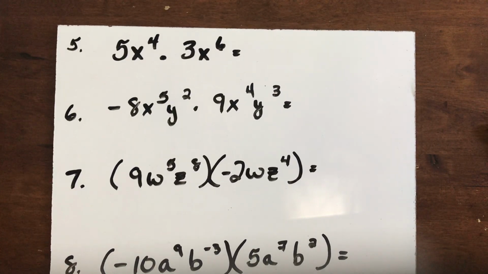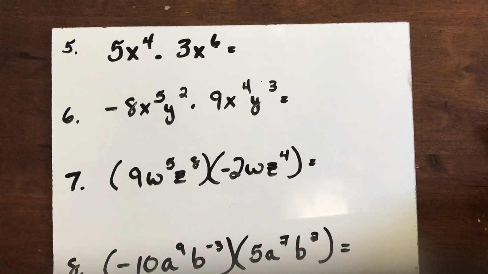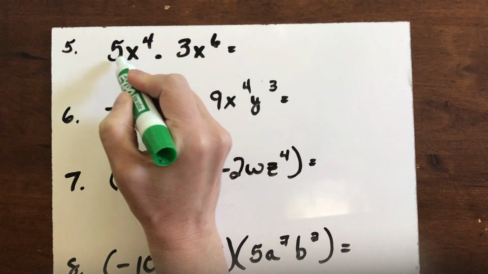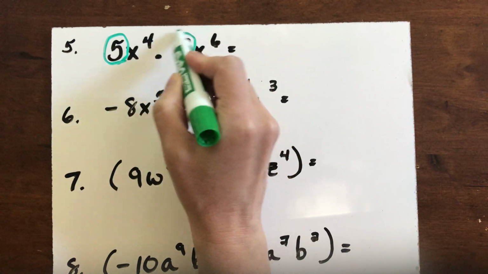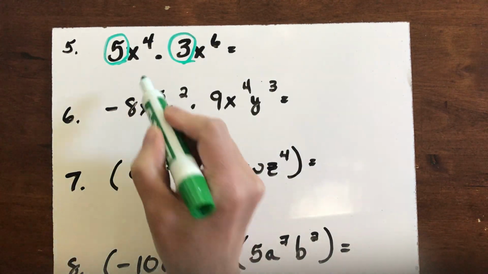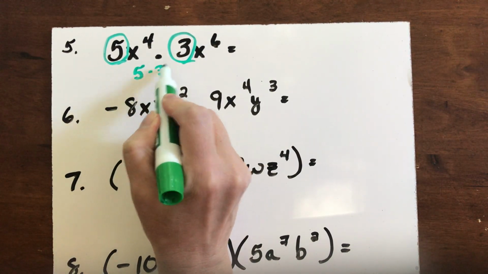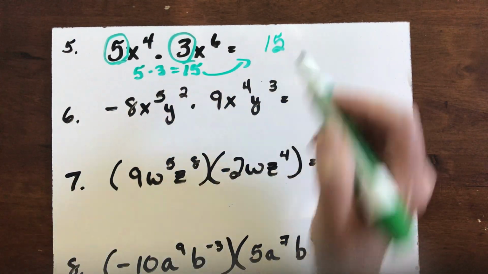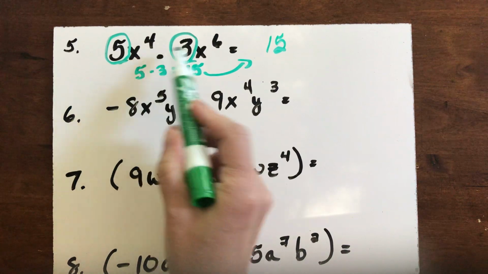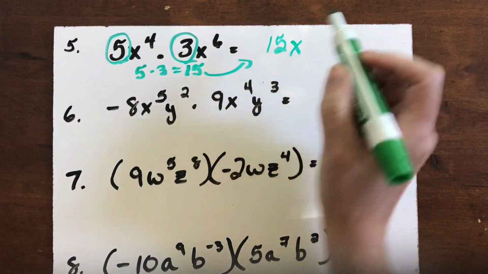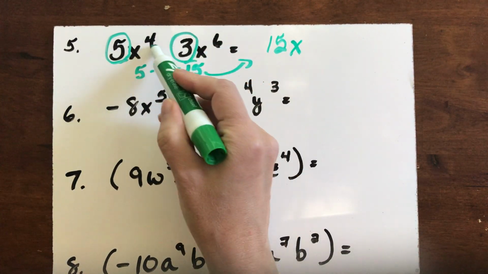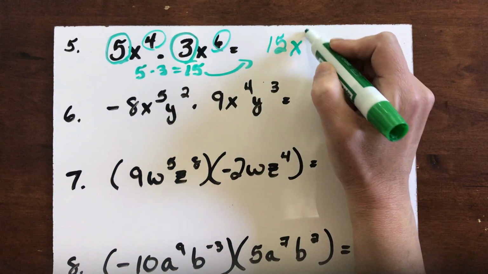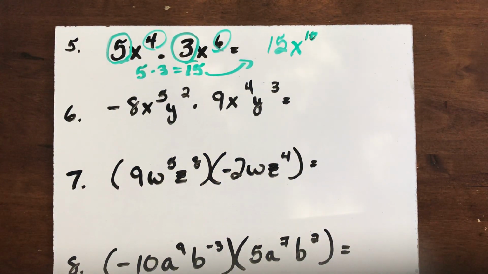All right, and then when we got into the product rule, we got into, well, what happens if you put a coefficient in the front? Do you guys remember? What did we do with the numbers 5 and 3? You multiplied them. So 5 times 3 is 15. So 15 goes in the front. And then we have our common base of x. And then 4 plus 6 is 10. So you have 15x to the 10th.